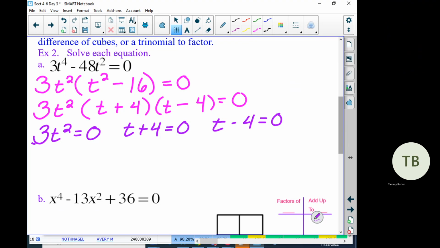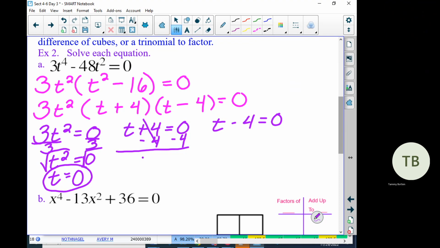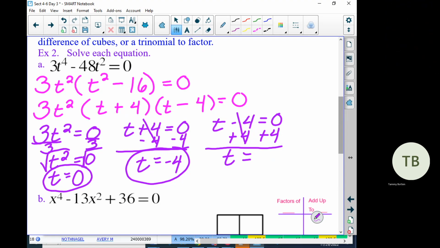Okay. So here we would divide by 3, and we would get t squared equals 0 divided by 3. 0 divided by anything is 0. To get rid of a t squared, we take the square root, and the square root of 0 is just 0. So that is one of our answers. Okay. Here you subtract 4. And so t would equal negative 4. And then here we add 4. So t would equal 0 plus 4, which is 4.